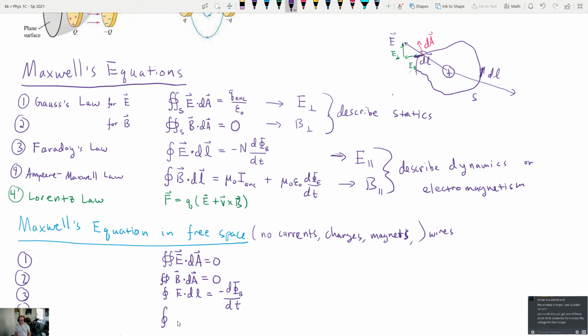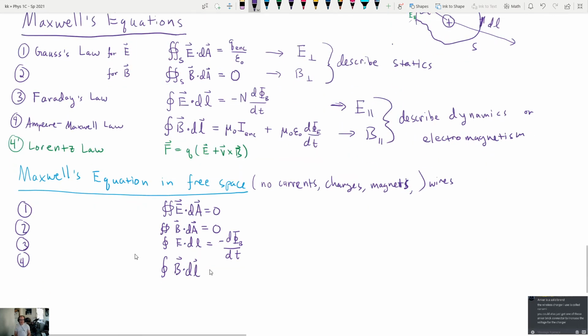And the last equation... Scroll down just a little bit. The last equation is just going to be, what is it, mu naught, epsilon naught, and then d phi e dt. So now, if you totally remove currents, charges, and magnets, these are Maxwell's equations. Okay? And this is the integral form. There's other forms. And what you can do is you can just look at the bottom two, because they describe how electric and magnetic fields interact with each other.